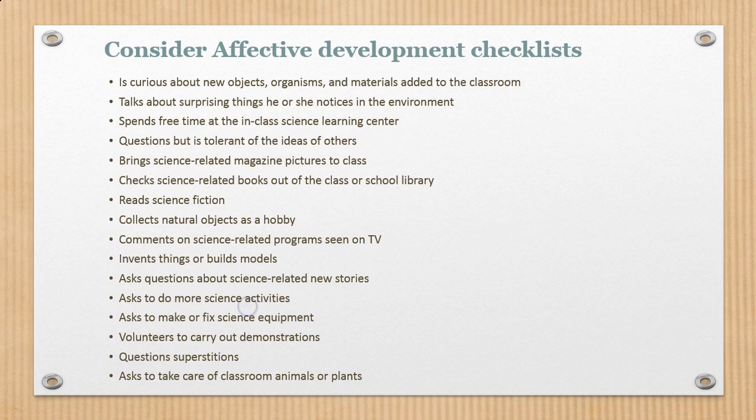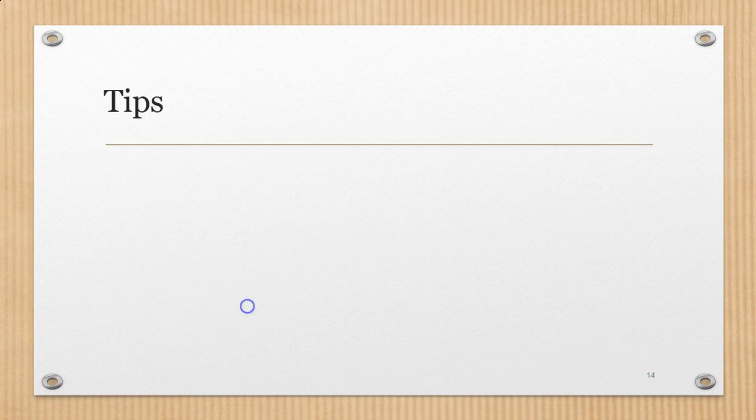I want to throw out the fact of considering affective development checklists. I'm not going to read all of these. Again, there'll be a PDF of the PowerPoint up in our Blackboard course site. But think about that you might want to have some learning objectives that deal with whether they seek out science, whether they ask questions, whether they are curious in many ways, and whether they are responsible in working in a lab situation. So think about developing the affective checklist as well.